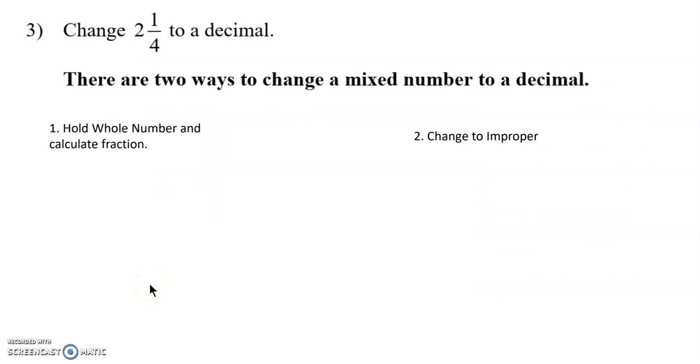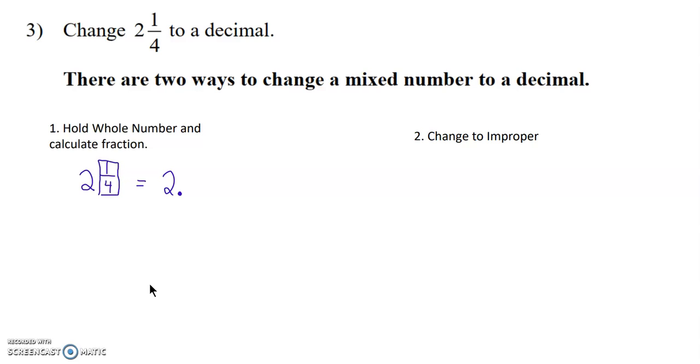When you have a mixed number and you want to change it to a decimal, you have a couple methods that work, and you'll pick the one that works best for you. So I'll show both methods. Number one is holding the whole number and calculating the fraction. So we have 2 and 1/4, which means 2 and the decimal of the fraction. So what we can do is hold that whole number and just calculate the fraction to get the remainder of our decimal.